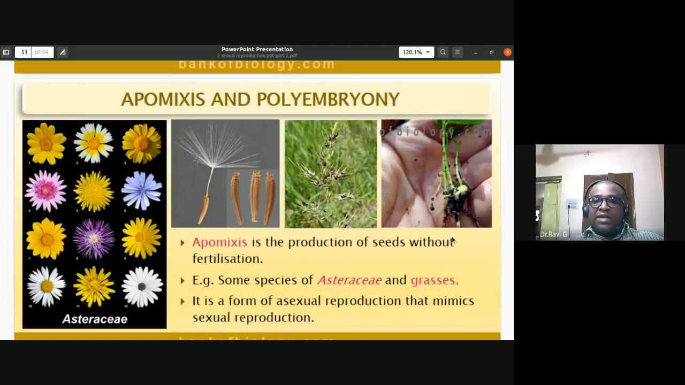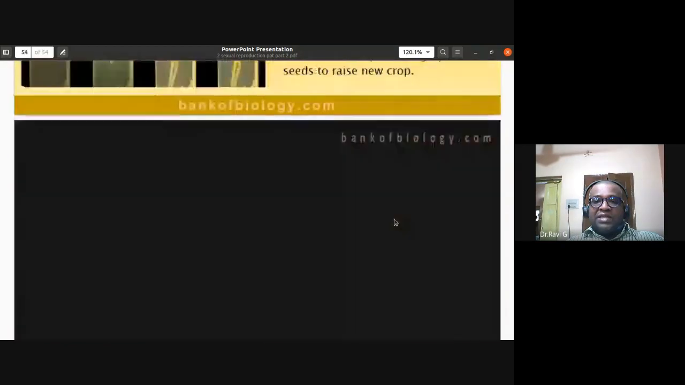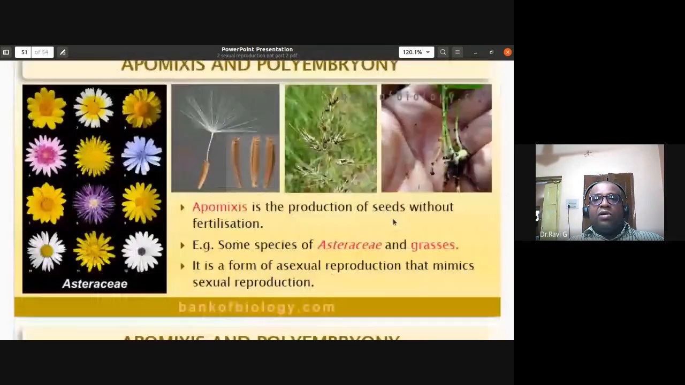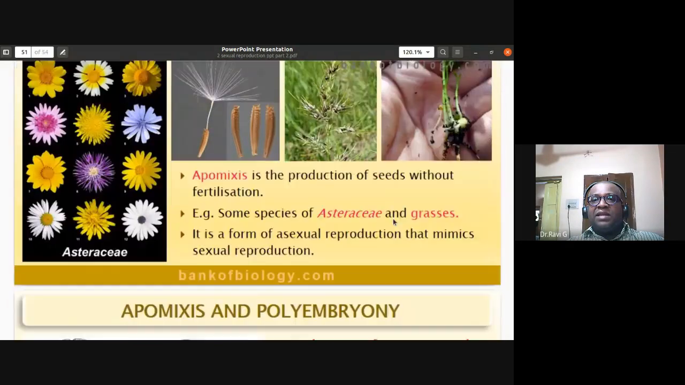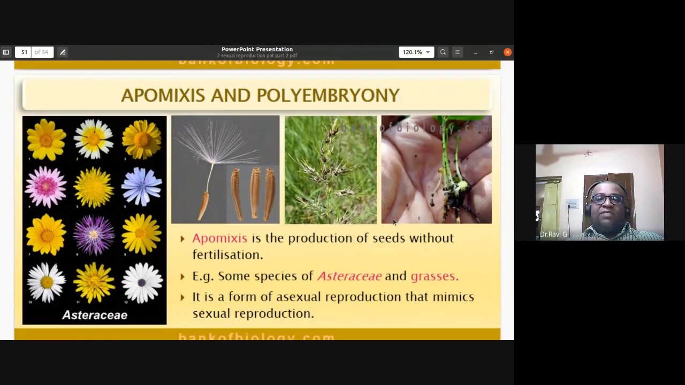So apomixis and polyembryony we will be discussing in the next class. Okay, or I think I'll complete it. We have another 15 minutes. So the next concept after parthenocarpic fruits is apomixis and polyembryony.